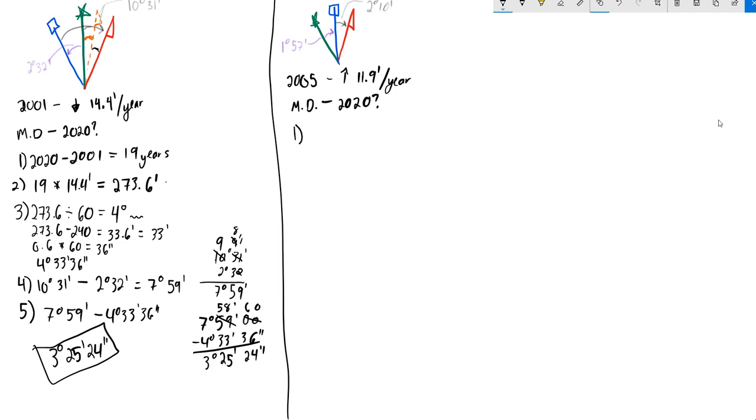So first step, we figure out the date difference, right? 2020 minus 2005, that equals 15. Easy first step. Second step, I need to figure out the total change. So I'm going to take 11.9 and I am going to multiply that by 15 years. And that gives me 178.5.